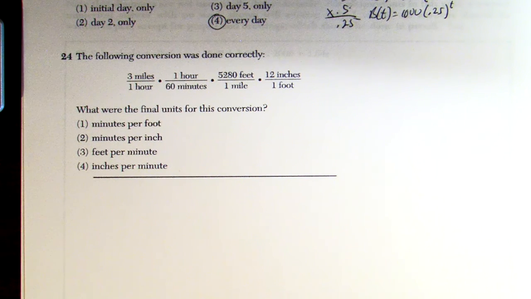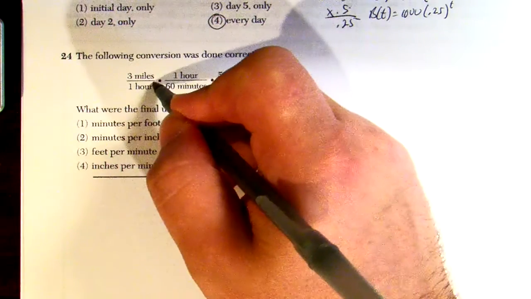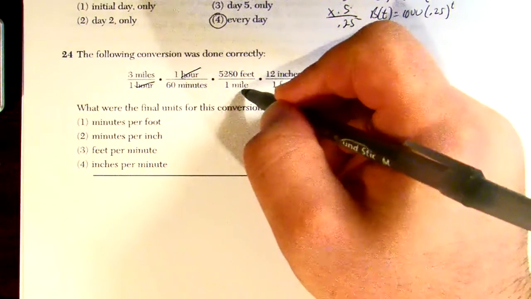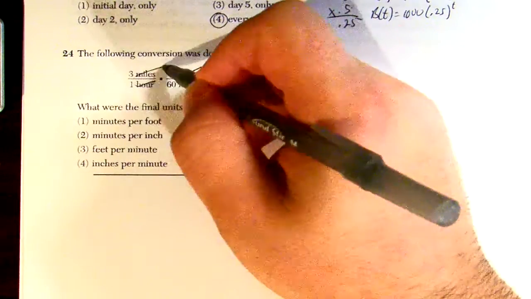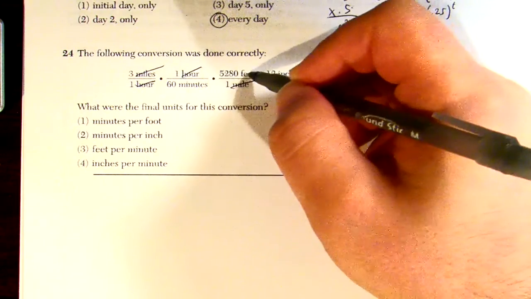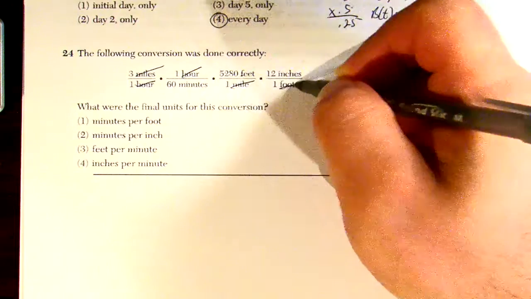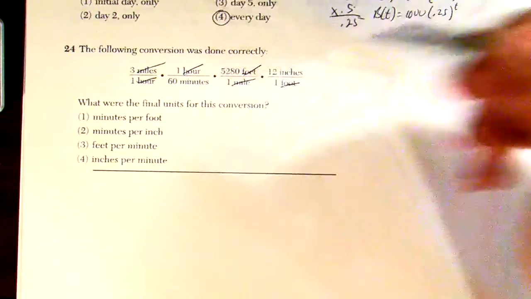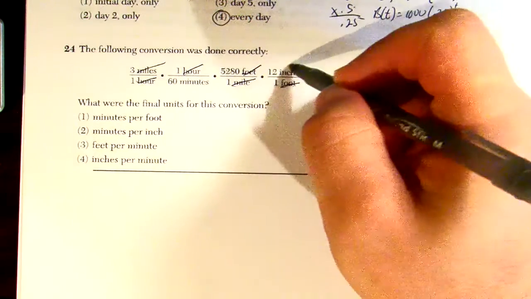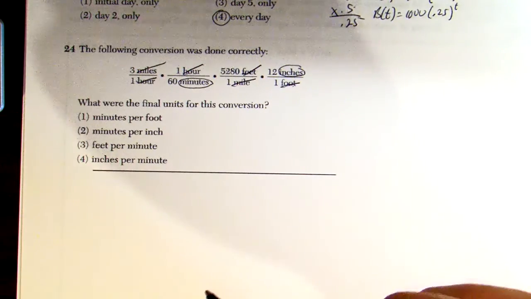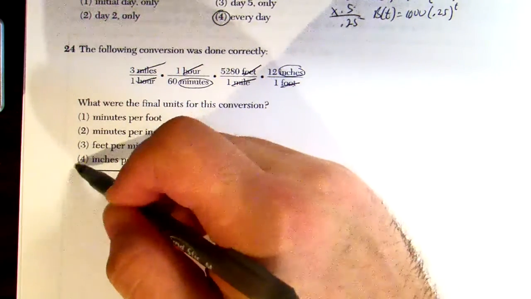So you want to cancel things out top to bottom. So if I see an hour, there's got to be an hour up top, which is right here. I see a mile on the bottom, there's a mile up top. I see a foot on the bottom and foots or feet on top. So you see how they try to trick you with the different terminology, but I know a foot is part of a feet. So what's left is inches over minutes. So that's going to be inches per minute, which is choice 4.